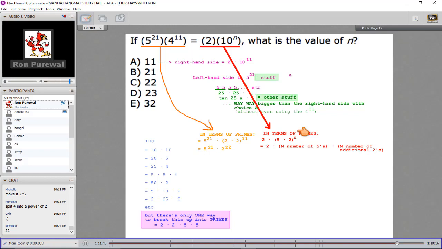So if you just look at that and that, these are the only 5s. That means that you can find what n is, because you're not going to get any 5s from anywhere else. So these are all the 5s. So n must be 21.